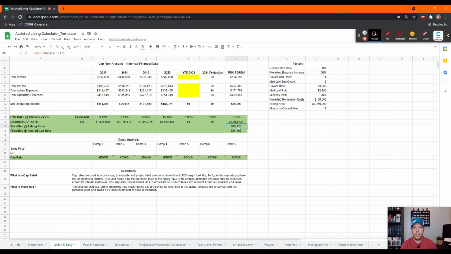And then right here, this is the price per bed at the asking price. So this is saying total amount of beds, and we'll get up here into this factor section here in a second.